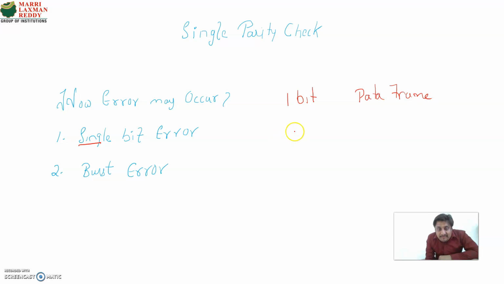First, suppose we have a data frame in the format of 1 byte. Let's take an example of 01101001. If there is an error at the least significant bit, which is changed from 1 to 0, here only one bit is being changed out of the entire bit values. That we call a single bit error. Means, if there is a change of one bit in a given data frame, we call it a single bit error.